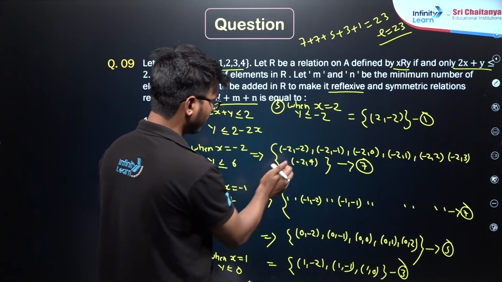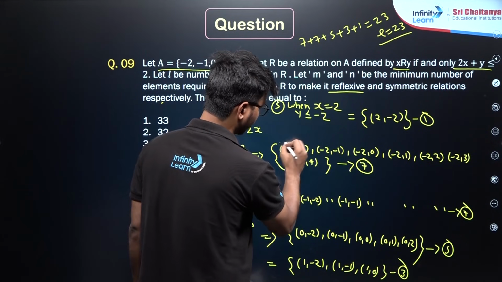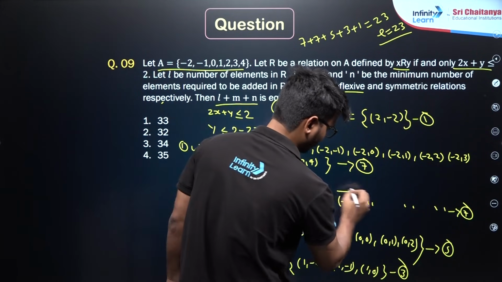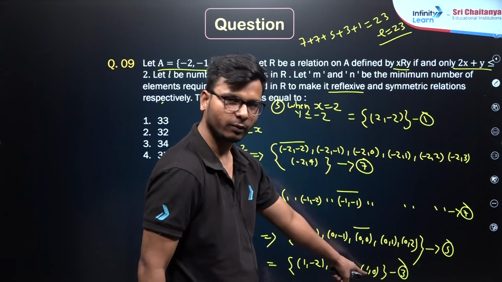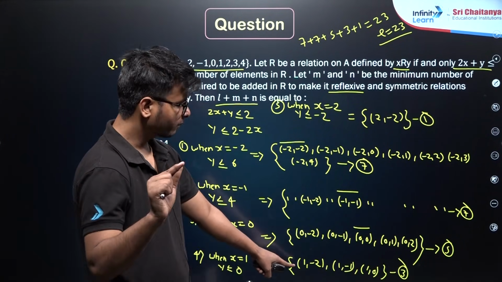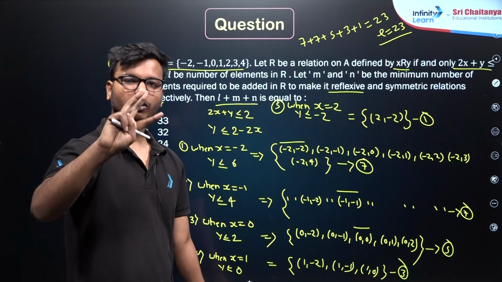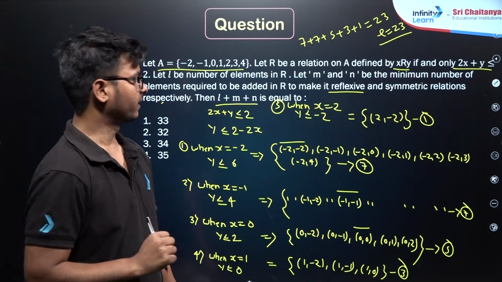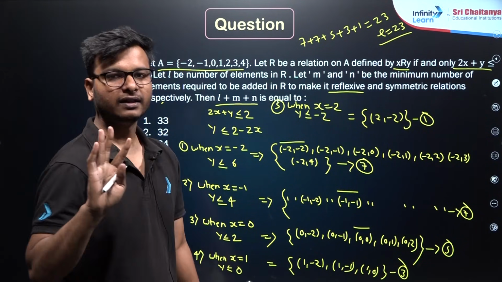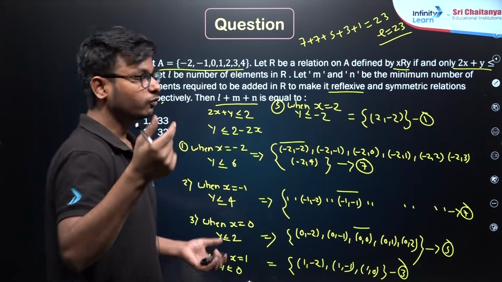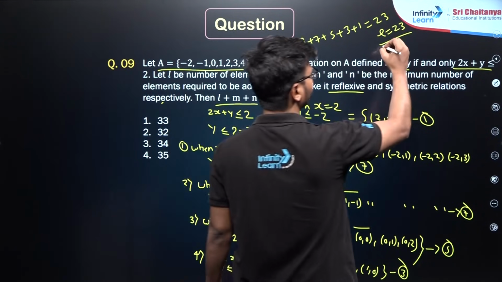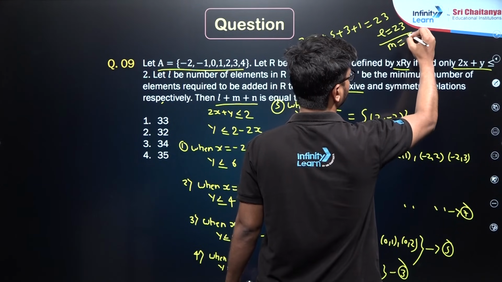So if you observe, here (-2, 2) is present, here (-1, 1) is present, here (0, 0) is present, but (1, 1) is not present, correct? (1, 1) is not present, (2, 2) is not present, (3, 3) is not present, (4, 4) is not present, means these 4 values are not present. So I have to take extra 4 values to make it reflexive. So the value of M is going to be 4.